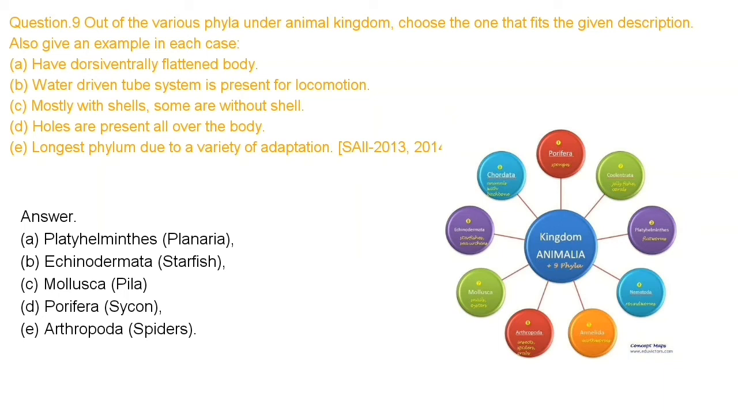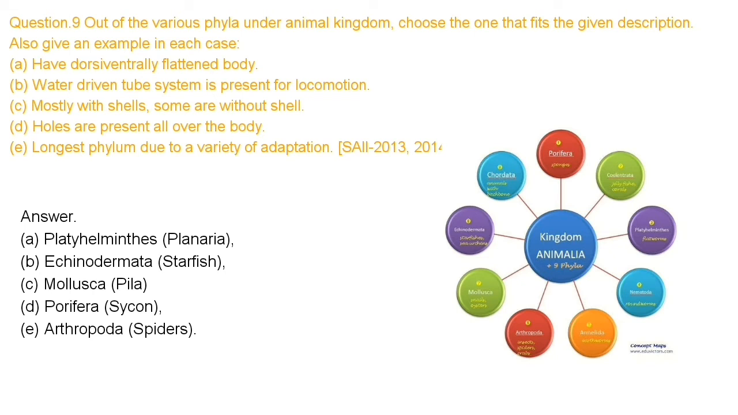Number B: a water-driven tube system is present for locomotion. The answer for this is Echinodermata. The example is starfish. Echinodermata includes animals such as sea urchins. Number C: mostly with shells, some are without shell. It is Mollusca, and the example is Pila. Mollusca have a soft, unsegmented body and are commonly protected by a calcareous shell.